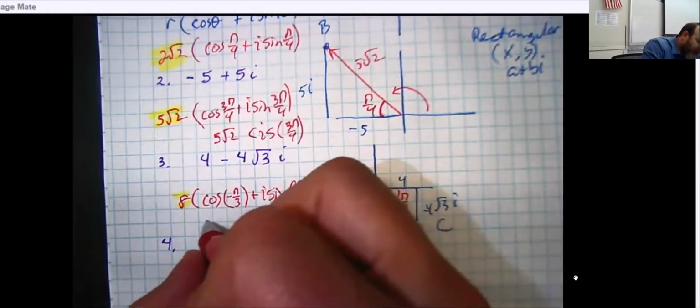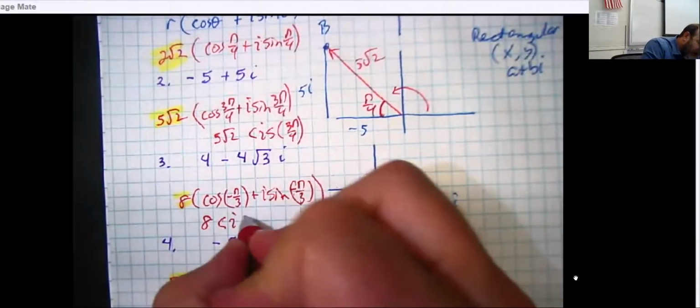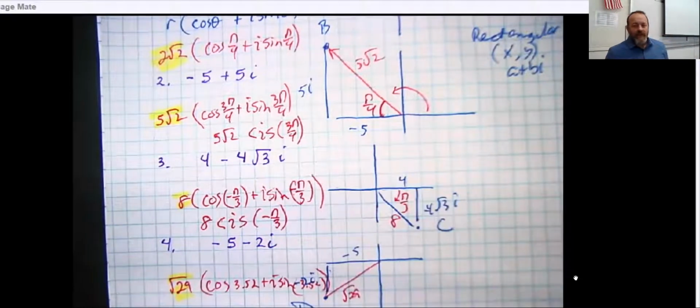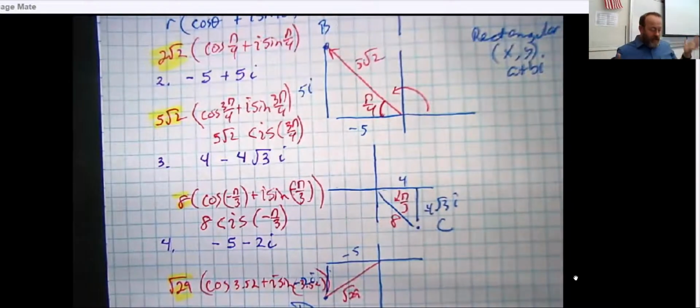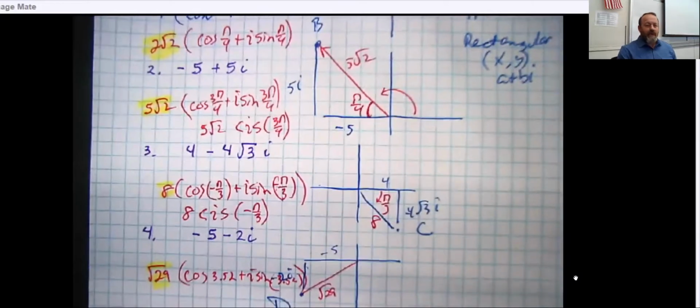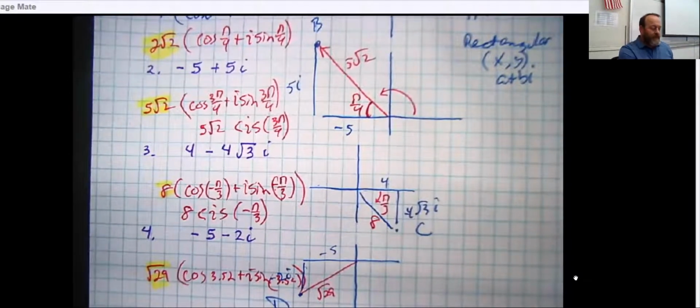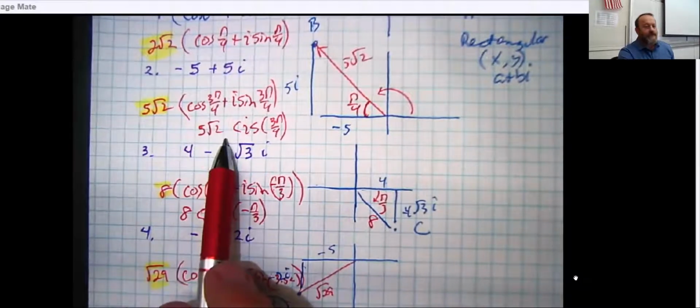Again, this one would be 8 cis negative pi over 3. Now again, all of this sort of seems like, okay, whatever, I got you. I could do that. But there's an extension here that comes from it, because why would we do this? Why would we take these simple values like that and turn it into something so complex?